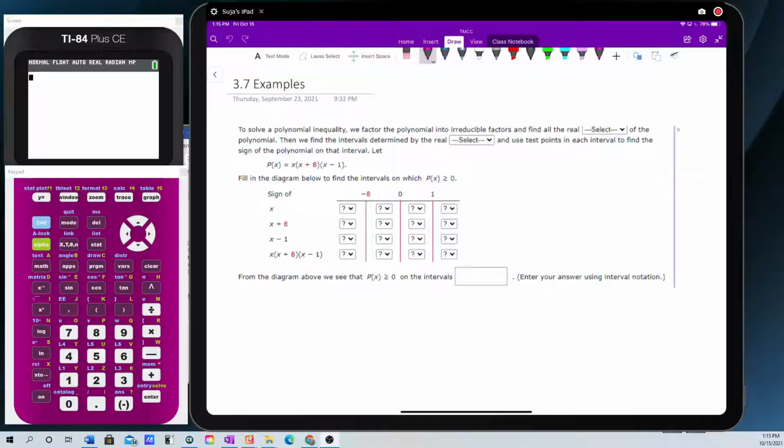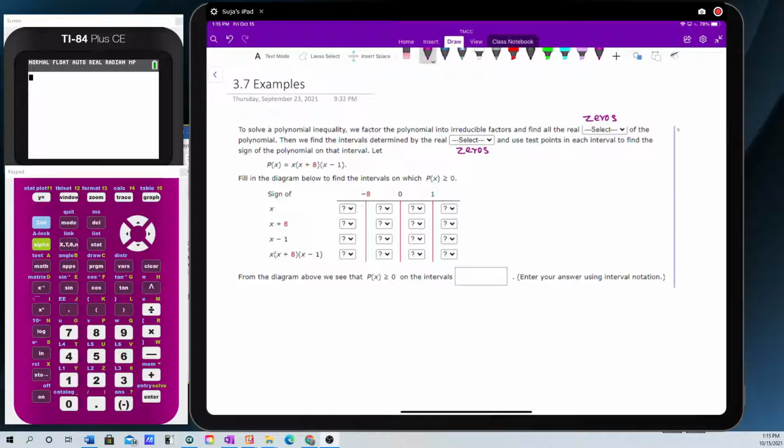To solve this polynomial inequality, we factor the polynomial into irreducible factors and find all the zeros of the polynomial. Then we find the intervals determined by the real zeros of the polynomial.